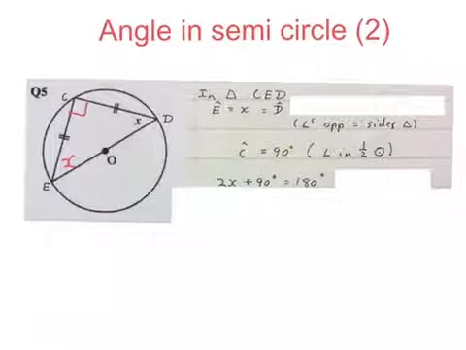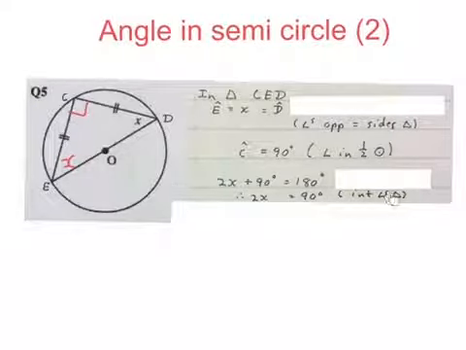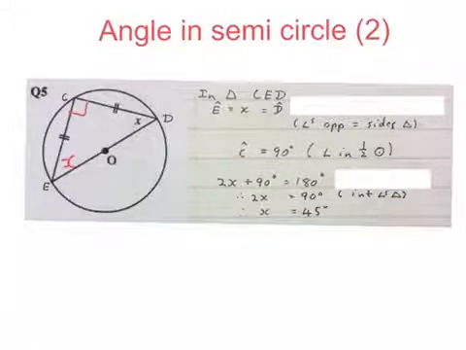Now we say this x plus this x, so 2x plus 90 equals 180. My reason: interior angles of a triangle. Then I will minus the 90 on this side. 180 minus 90 is 90. Then I divide by 2 on both sides. Then I have my answer, x equals 45 degrees.